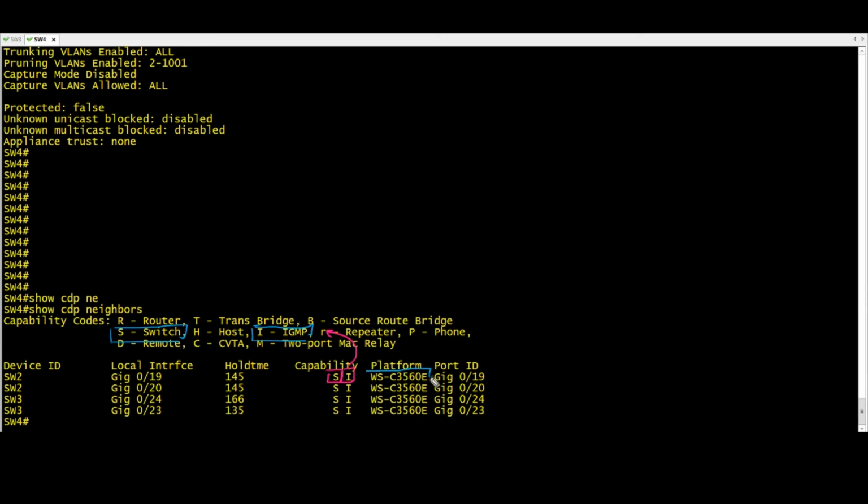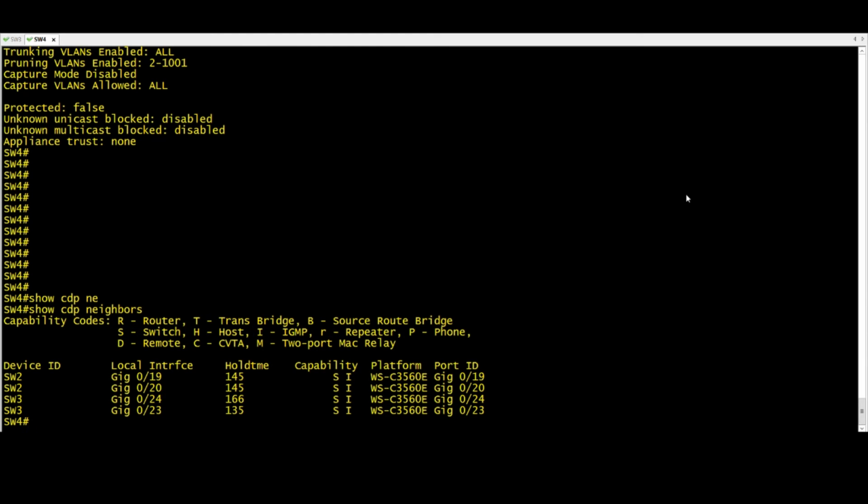We know what platform it is. We know it's a 3560E, and what port on their side we're plugged into. The same is true with the entry at the bottom. We can see that there are 2 ports between switch 3 and locally switch 4. The local switch 4 ports are here. The remote switch 3 ports are here.